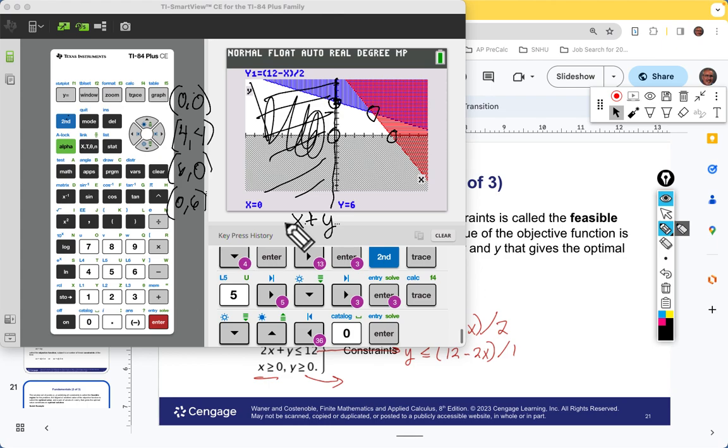Well, just looking at these numbers, which one do you think is going to work? Well, 0 plus 0 is 0. That's not very big. 0 plus 6 is 6. That's better. 6 plus 0 is still 6. But what's 4 plus 4? 8. Which one is bigger? 8. So 4, 4 is our solution. See how that works? That's how all the problems are set up.